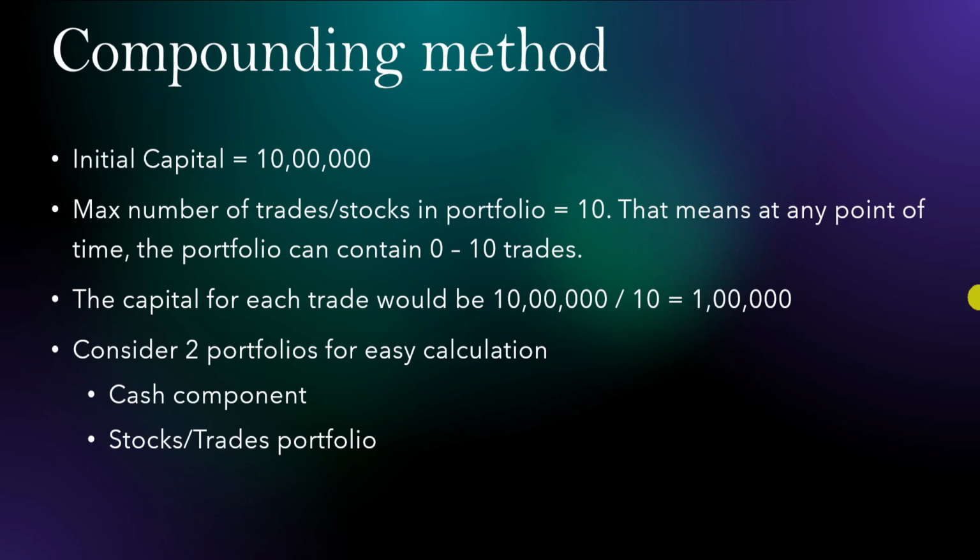Now, let's discuss the compounding method. Assume there is an initial capital of 10 lakh and our portfolio has a maximum of 10 stocks at any given point of time. That means your portfolio can have 0 to 10 trades at any point of time. The capital for each trade would be 10 lakh by 10, so we equally distribute the capital among all the trades. That will be 1 lakh for each trade. While compounding, we take 2 portfolios into consideration for easy calculation: one is the cash component and the other is the stocks or trades portfolio. Let's understand this with an example.